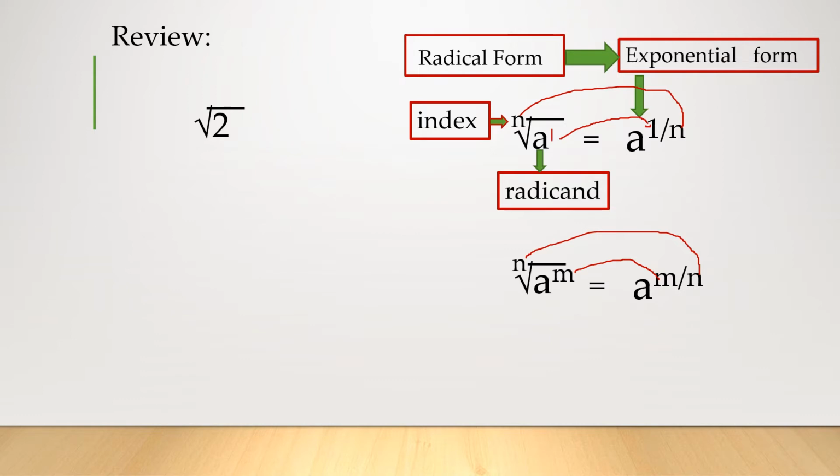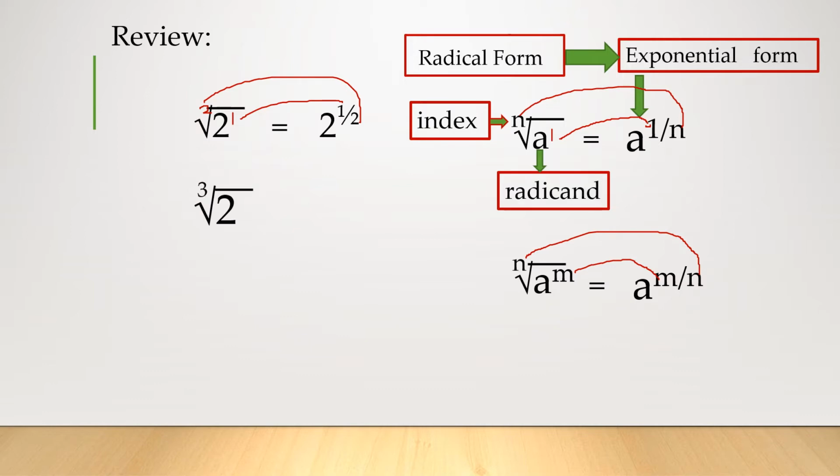I have square root of 2, and understood that if it's square root, the index here is 2. So we are not writing that anymore. Understood, if there is no index, that's 2. And that is 2 raised to 1/2. So the 2 here, the index 2, that's the denominator. And understood there is 1 here, and that's the numerator.